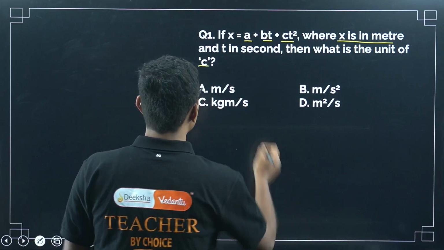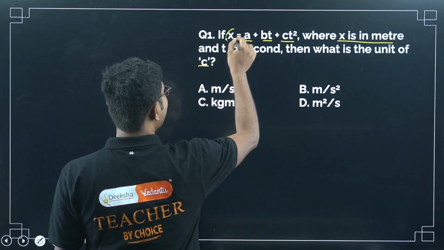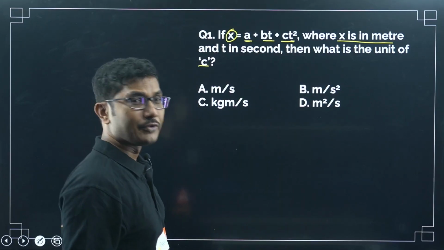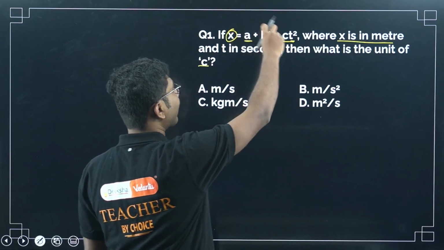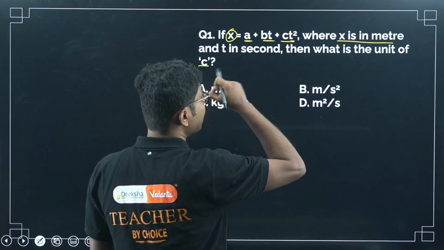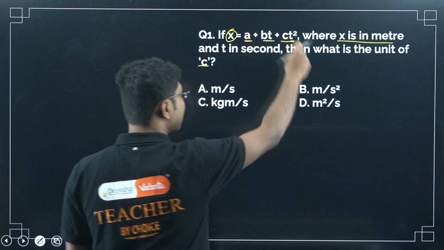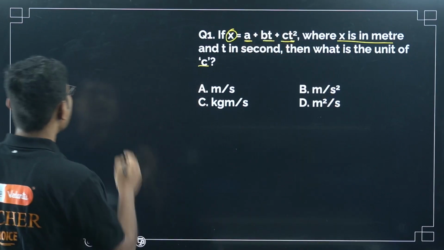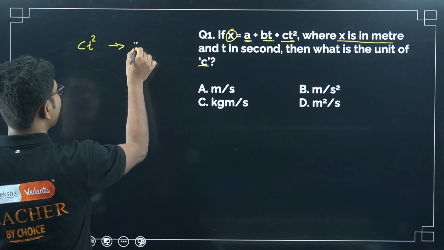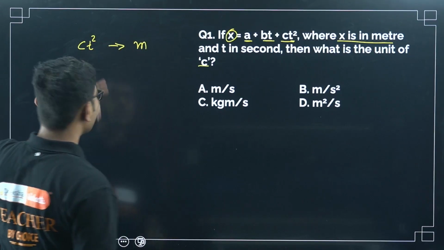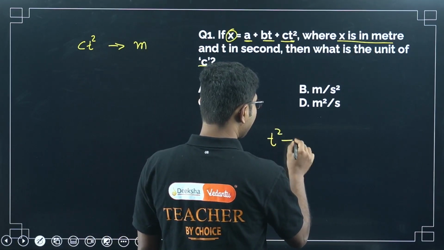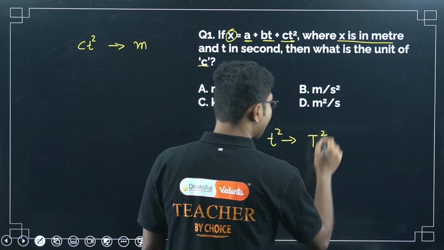Now you should know that if the left hand side has the unit meter, all the individual terms on the right hand side should also have the unit meter. Why? Because you can only add terms having the same units, right? So here a should be in meters, bt should be in meters, ct square also should be in meters. Now the unit of ct square should be meter, but out of that, t square has a unit of second square or time square.